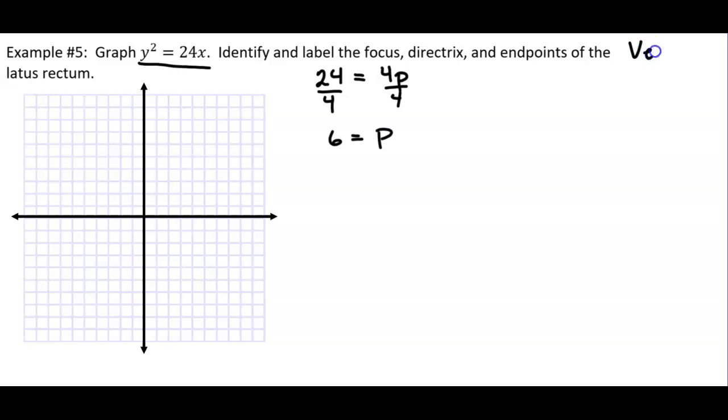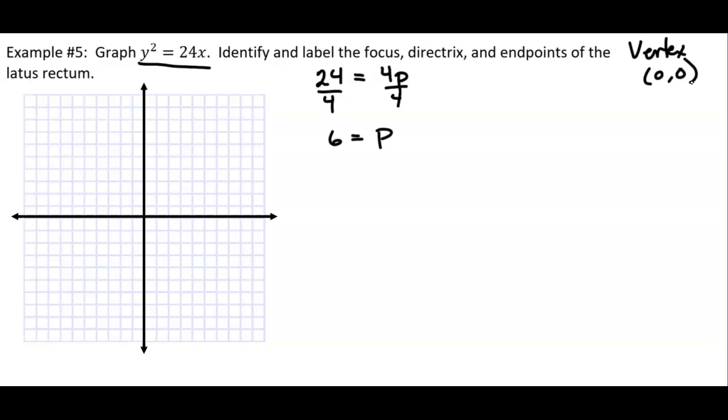I should emphasize this more. All of these examples I've been doing for the parabola have the vertex at the origin. You can have the vertex somewhere else. I'm just not going to go into that for this section. We only have so much time. Okay.